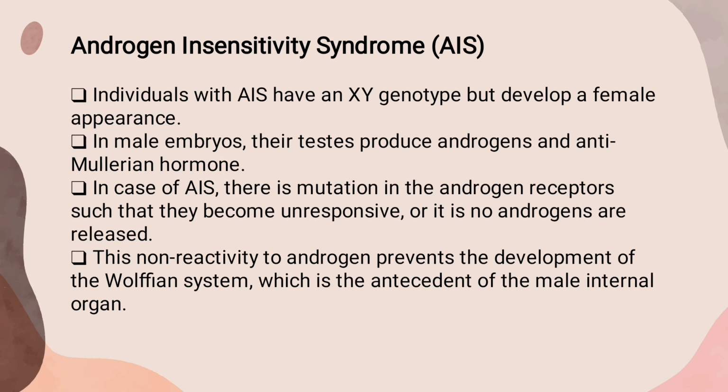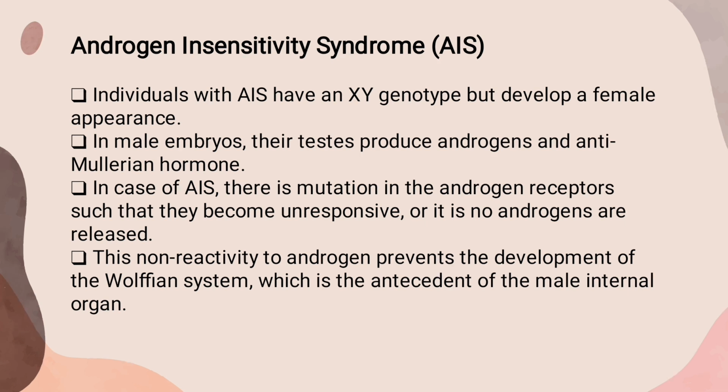Androgen insensitivity syndrome. Take note. Androgen insensitivity syndrome is a genetic condition which affects a child's sexual development before birth and during puberty. Individuals with AIS have an XY genotype but develop a female appearance. It means that the XY genotype, instead of developing a male appearance, develops a female appearance.